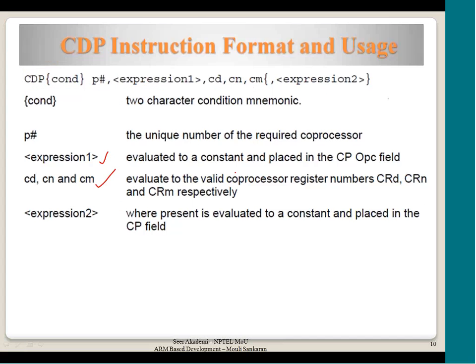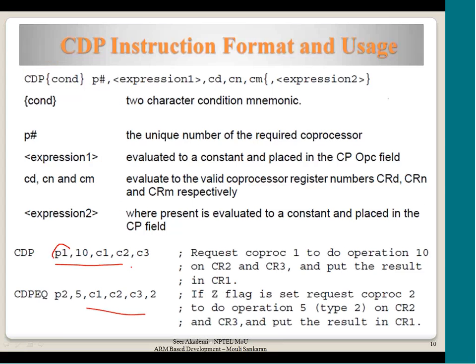The P1 indicates that this is coprocessor ID 1 and this is coprocessor ID 2. It needs to do a data processing job based on what is mentioned here. This 10 may be indicating a floating point addition, or 5 may be floating point multiplication, we do not know. So it is specific to the coprocessor implementation, and then this is the coprocessor type, and these are all the coprocessor registers.